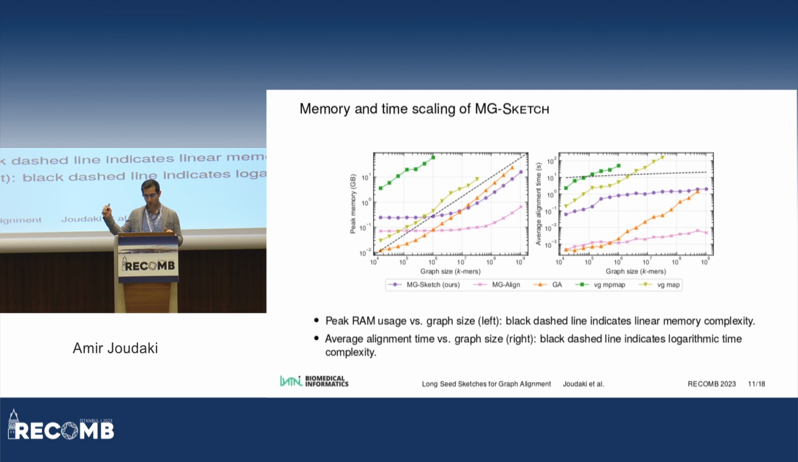And the other plot, the one on the right, shows the average alignment time per query. In this case, the dash trace shows the logarithmic scaling, so being parallel to that dash trace actually means that the average time for each query is logarithmic. So that's, again, a nice property. You want your query alignment time to not grow too fast with the graph size.